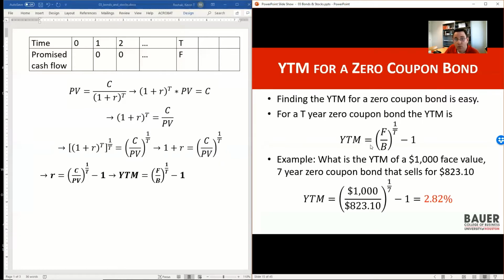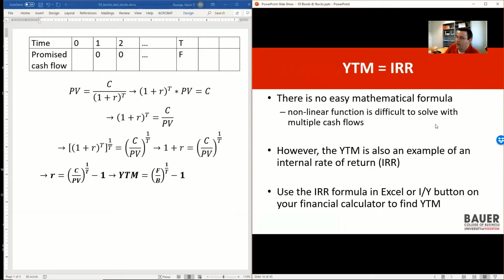Well, we would just run through the present value formula, essentially solve for R, which is what we did with the formula on the slides. Plug in the cash flow divided by the present value raised to the 1 over T minus 1. We would get 2.82% as the yield to maturity on that bond. Okay. Now, more generally, however, it's going to be very difficult to solve for the yield to maturity. So we're not going to do it in this class.